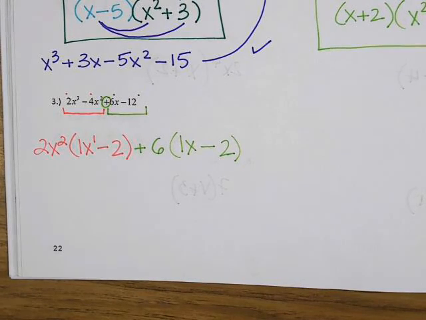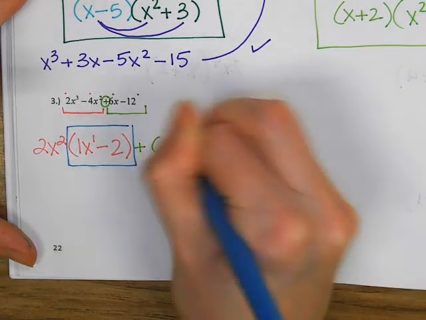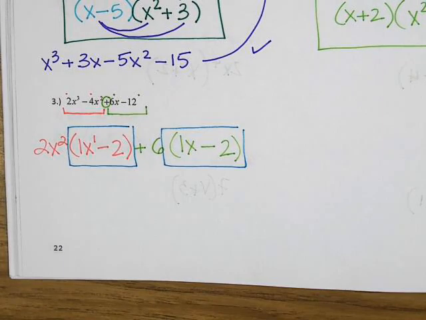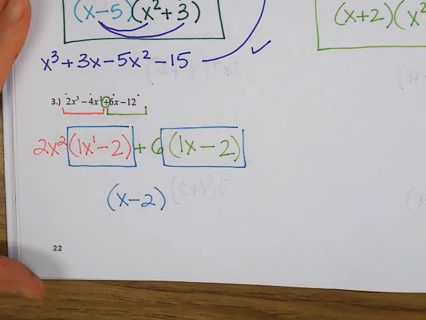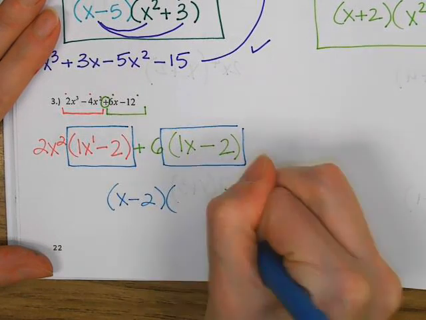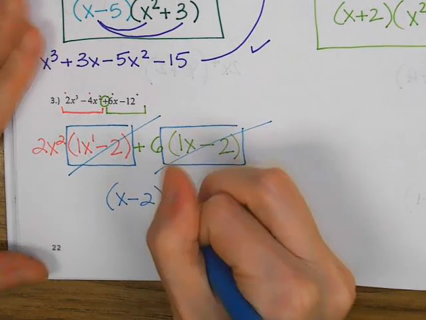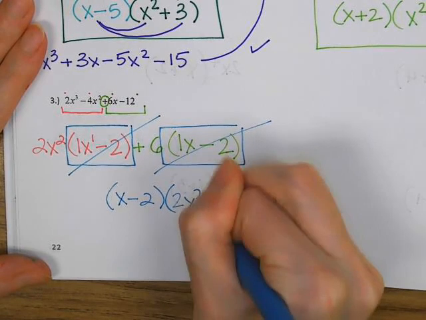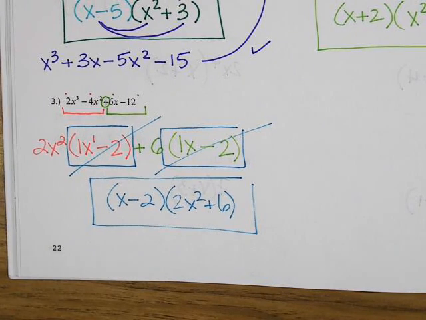All right, again, if you did it right, the parentheses should be the same. This time it's 1x minus 2. So that becomes the first parenthesis. And then the second parenthesis is everything else, the 2x squared plus 6. Okay, so this is called factor by grouping with 4 terms. Nice job, guys.